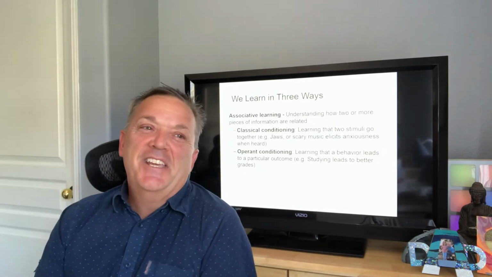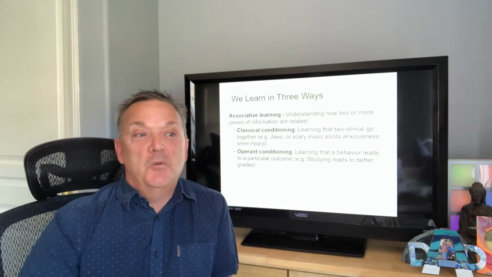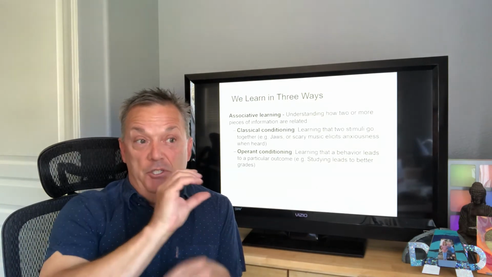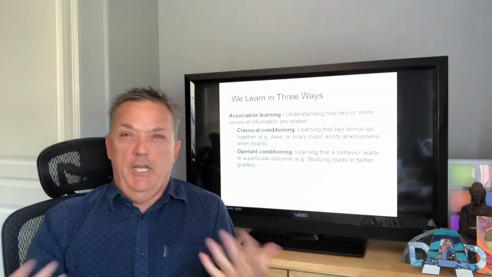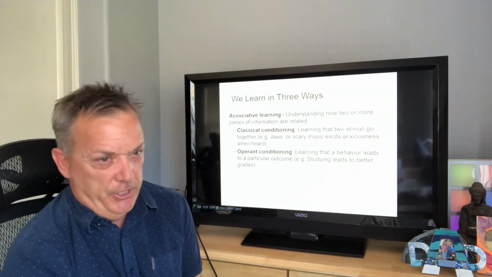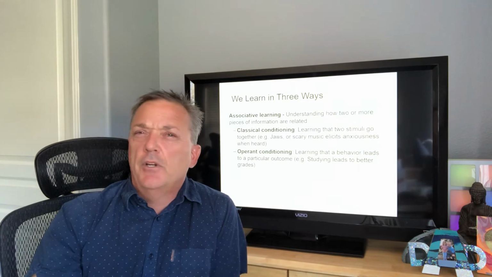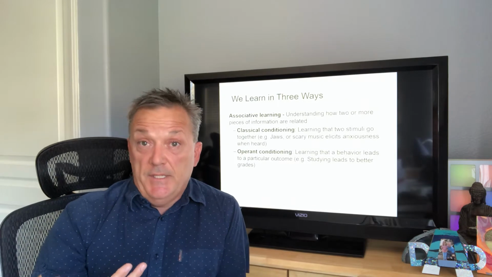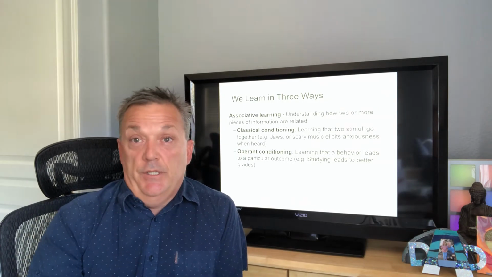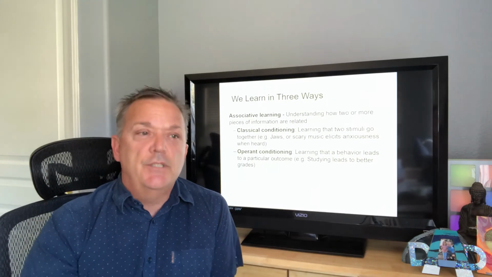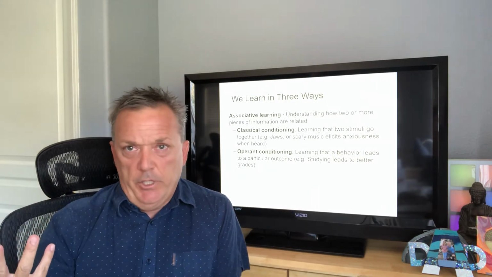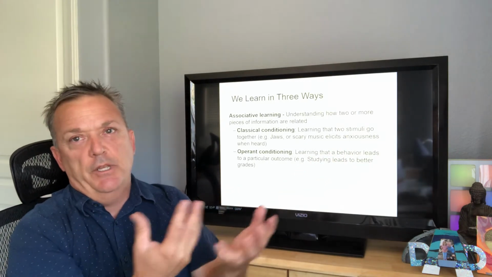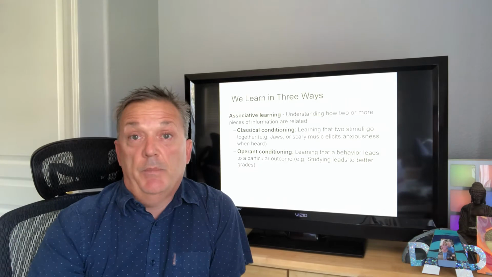Associative learning is understanding how 2 or more pieces of information are related. That's different than non-associative learning. There are 2 aspects of associative learning: classical conditioning and operant conditioning. Classical conditioning is learning that 2 stimuli go together. For example, Jaws and the scary music that elicits anxiety when heard. It's like dun dun dun dun dun. Or, of course, Pavlov's dog learning that the ring of the bell right before food comes out, and learning to salivate just with the ring of the bell.